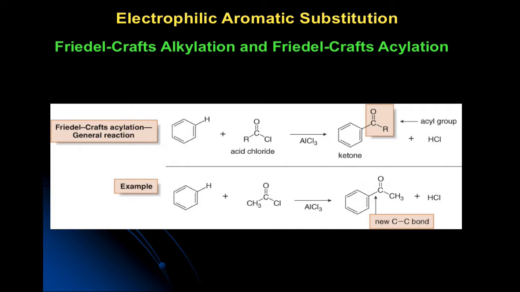resonance structure. Now, wait a second. Why is this the minor contributor? Carbon is less electronegative than oxygen. Why is this the minor contributor and this is the major contributor? That's right. This does not have an octet for carbon. Every atom here has an octet, right? Very good.